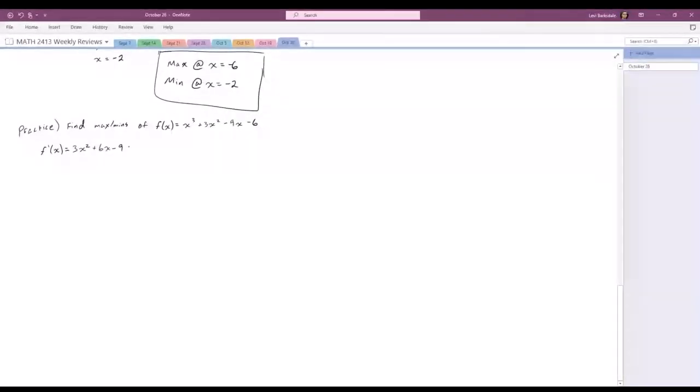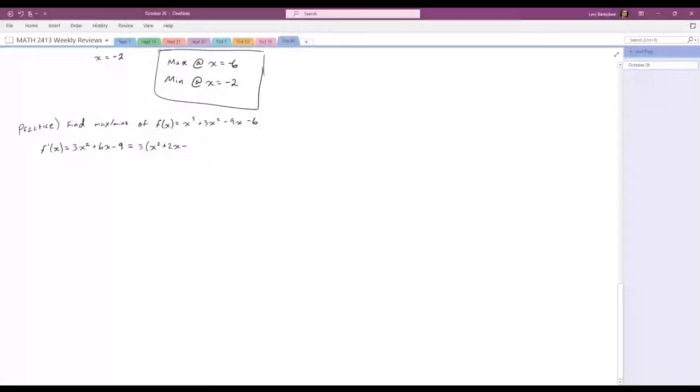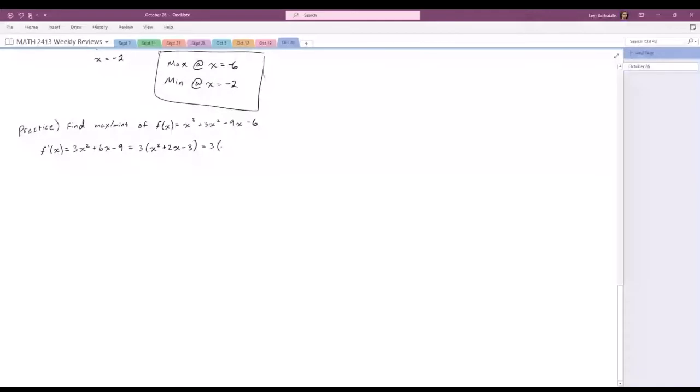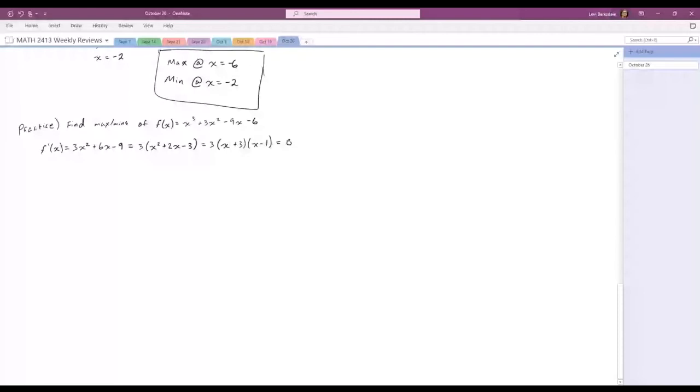I'm going to go ahead and factor out a 3, and then I can factor this more easily. So that'll give me 3 times (x + 3) times (x - 1), and I know this should be equal to 0. Now because it's factored, I can really easily see that the x values I'm looking for are -3 and +1.